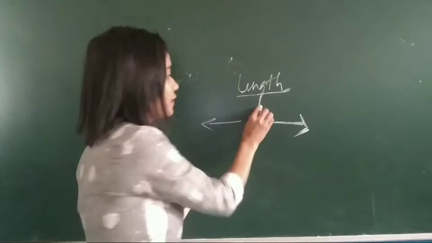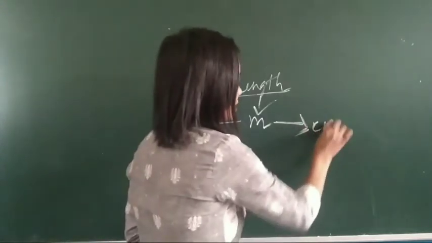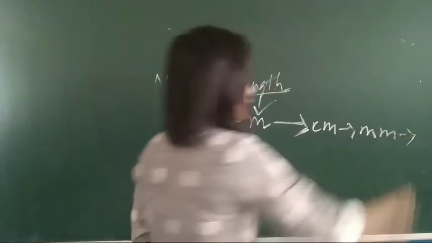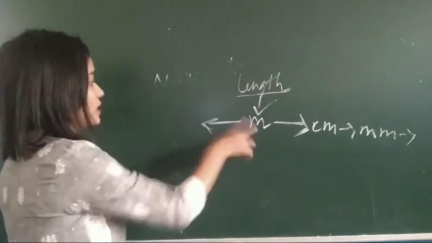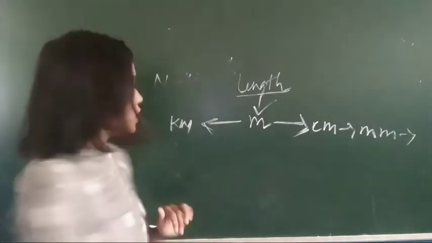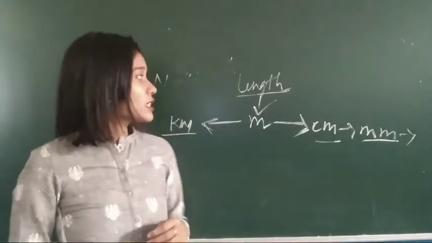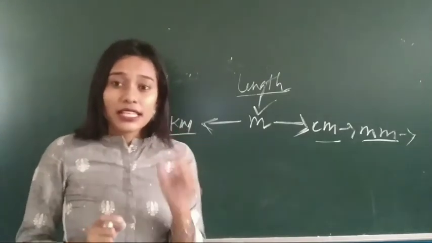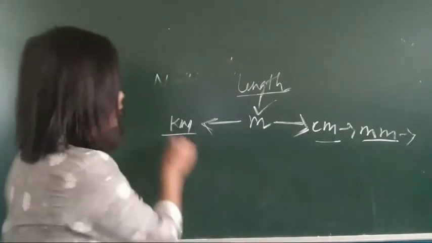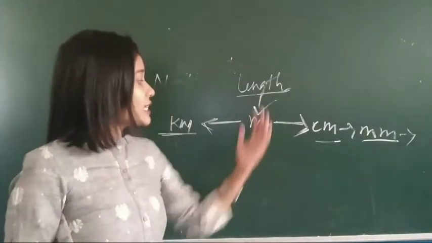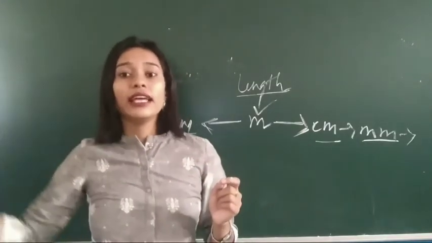Suppose length, the unit of length is meter, and the sub-multiples of length will be like this. So this kilometer is a multiple unit, and this centimeter and millimeter are sub-multiple units. Now you see what happened. If the length of an object is very small, we will use centimeter. On the other hand, if the length of the object is very big, then we will use kilometer. So in the SI system, multiple and sub-multiple units are present, which help us to measure a small thing, and on the other hand, a big thing also.